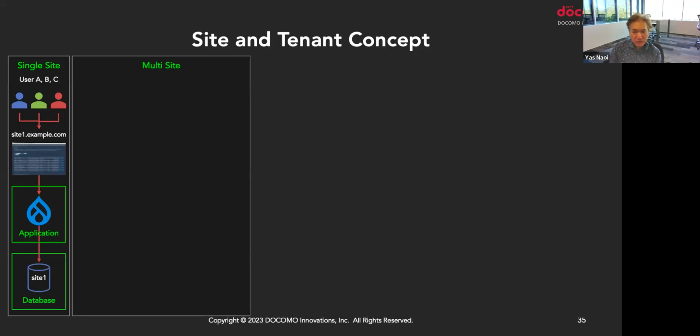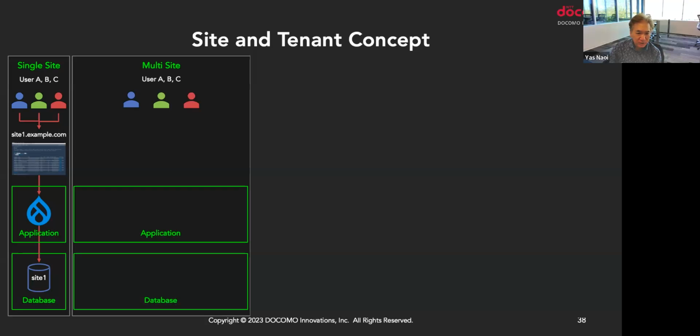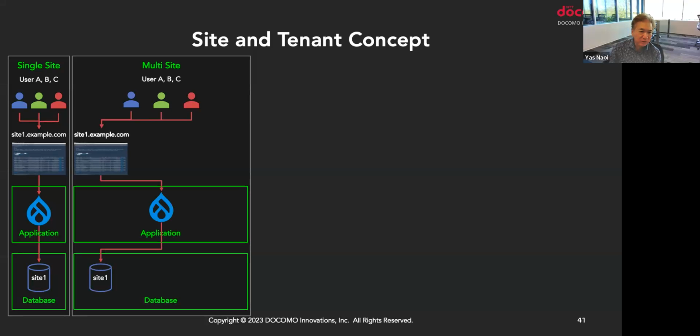So this is a simple minimum architecture of a single site in Drupal. Then let's expand single site to multi-site. We have users A, B, and C like a single site. There is an application server and a database. Those users can access site1.example.com. Drupal responds to those users by getting the contents from the database named site1.